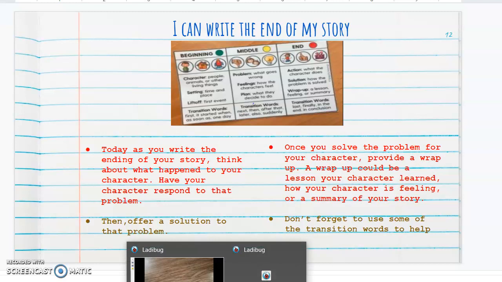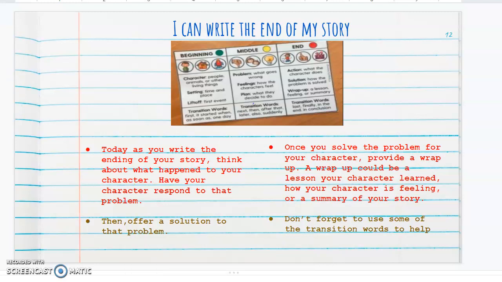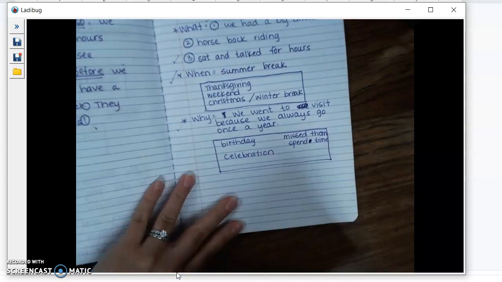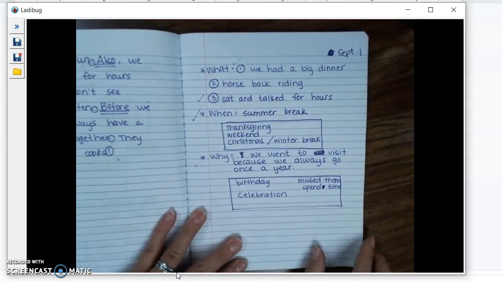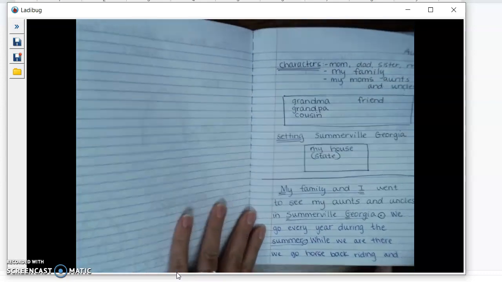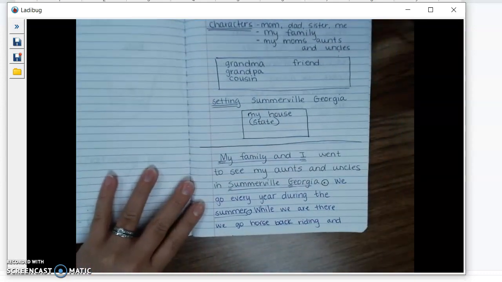So what we're going to do is I am going to get out my writing notebook, and I am going to share with you on the screen my ladybug, and we're going to discuss a way that you could end your story. So, I'm going to reread my story so that way I know exactly what I've written so far.